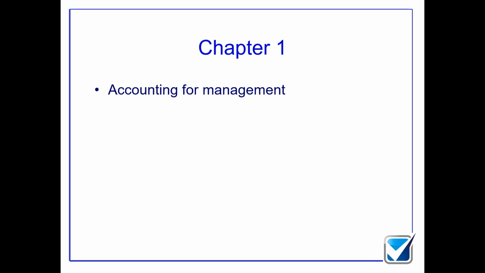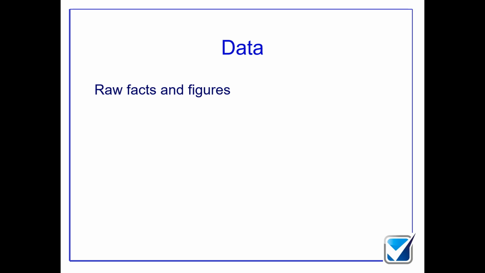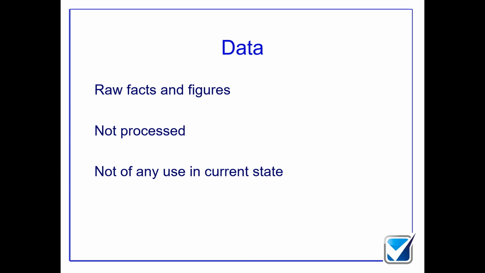Now, within this chapter, we're looking at how we can get information to management to allow management to make decisions. One of the first things we need to do is collect data. Now, data is raw facts and figures. It will tend to be collected by the cost accountants. And then this data, when they collect it, is just a huge scutch of numbers, a huge scutch of stuff which is not particularly useful in its current state.